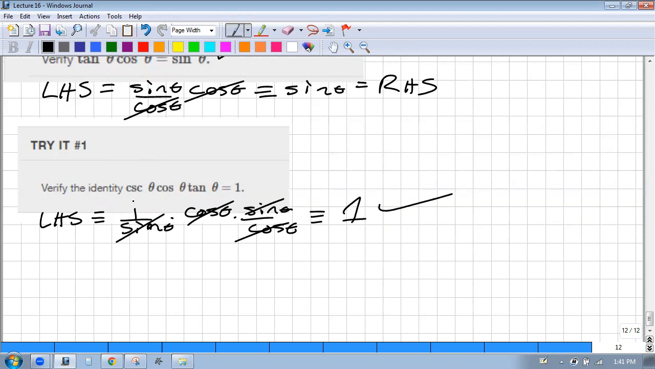Right. You can always, that's one trick. You can always turn things into just sines and cosines. We don't need 3 different trig functions here. You can always reduce it to sines and cosines.